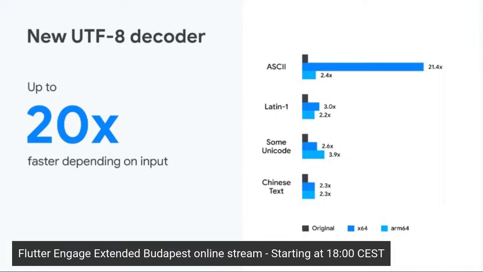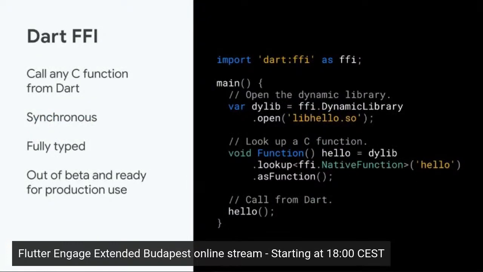The result is anywhere from 2 to 20 times faster than before. When you want to access features unique to a hardware platform, you need some kind of interop system, which Flutter has long had using asynchronous platform channels. Recently, we've been working on a new, lower-level synchronous way to call native code named Dart FFI. That system is now out of beta and ready for production use.